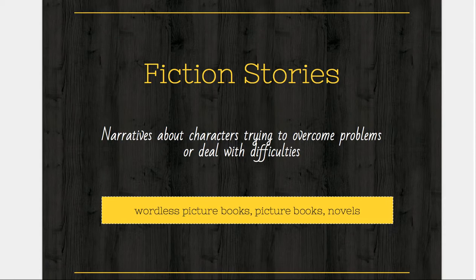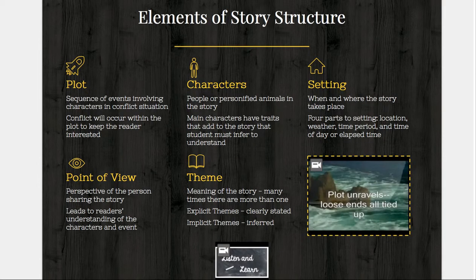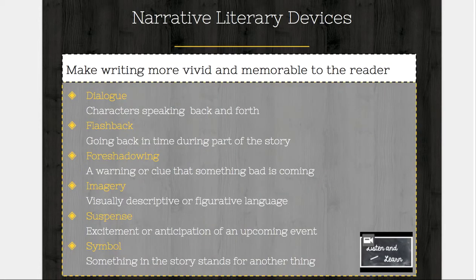We're going to start with fiction stories and break them down and look at that narrative genre. There's 3 main categories that fiction or narratives fall under. Click on the podcast to hear more about it. Then we're going to move into elements of story structure. And these are things that we're going to teach boys and girls starting in kindergarten, but moving through the grade levels as we add more information. We have a podcast to listen to that will give you information that you need. And then we look at narrative literary devices. And these are the things that make writing more vivid and memorable. Click on the podcast to hear about those things.